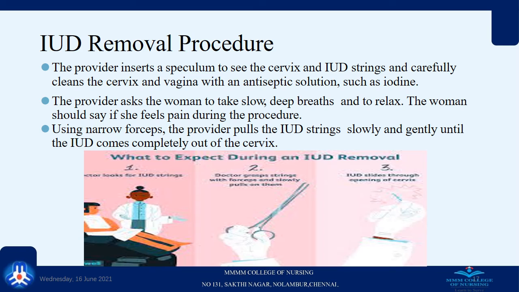Then the provider asks the woman to take slow deep breaths to help her relax. The woman should say if she has any pain during the removal procedure. While she is relaxing, using narrow forceps, the provider pulls the intrauterine strings slowly and gently until the IUD comes completely out of the cervix. So while she takes deep breaths, we pull the strings slowly and gently, so the IUD is expelled completely. So this is about the removal procedure.